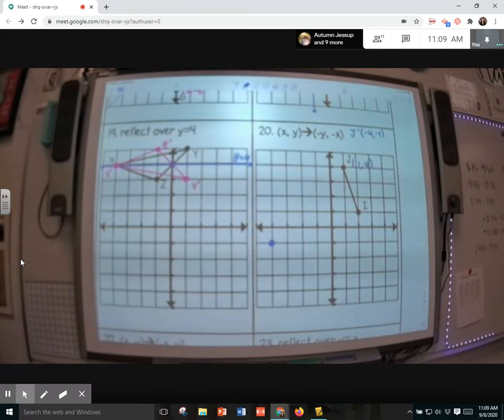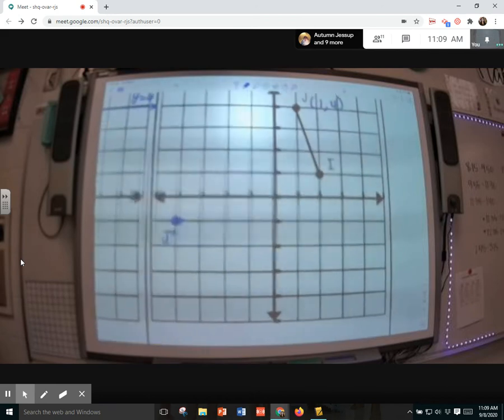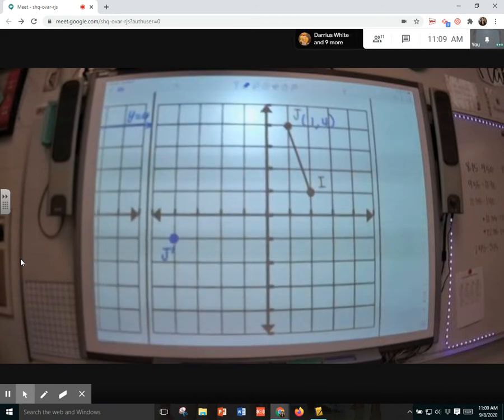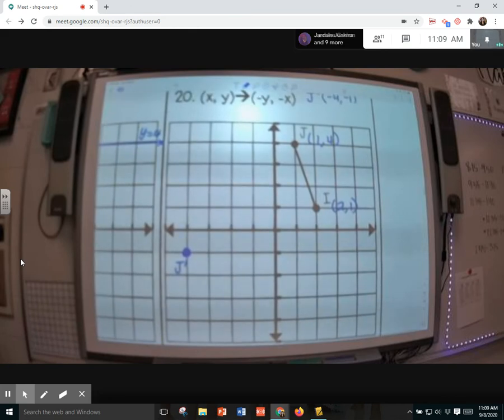So there's my J prime. I starts at 2, 1. So for I prime, we're going to switch those coordinates and change the sign. So what's my I prime's coordinate? -1, -2. Gotta switch their places.